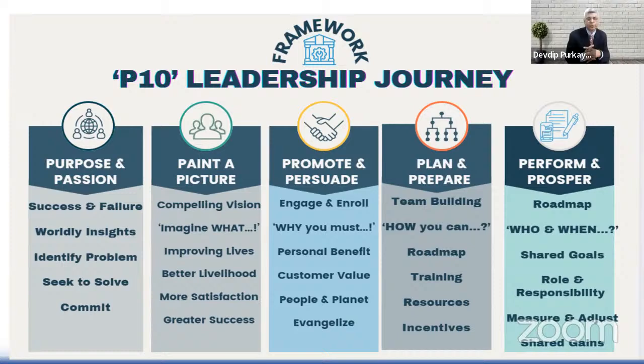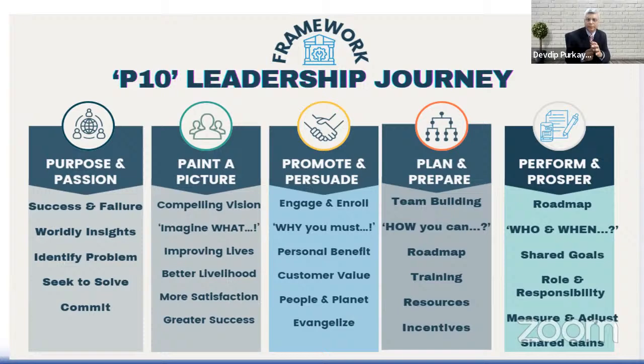First of all, leaders have an experience, and based on the experience, they feel that there is a problem which, if solved, can lead to a better world or a better business or a better outcome. And then they really have a purpose to solve that problem. I'll give you some examples in a while. And then they commit their lives or years or decades to solving that problem.